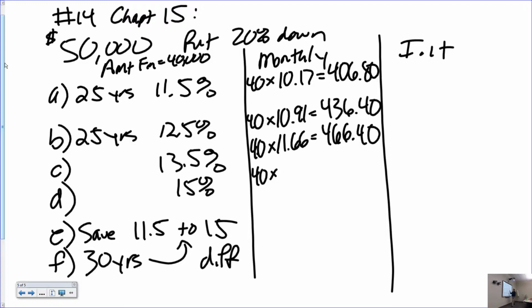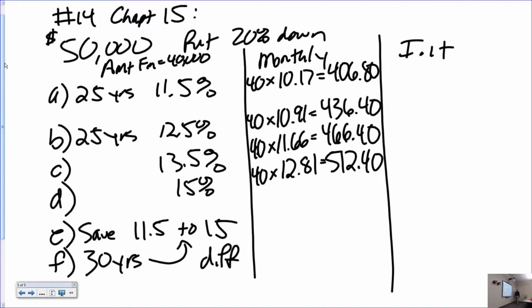Would you say 15%? Yeah, 25 years. 12.81. Yes. So what is that? 512.40. Okay, not too bad. There's the monthly payments. How do you find interest?